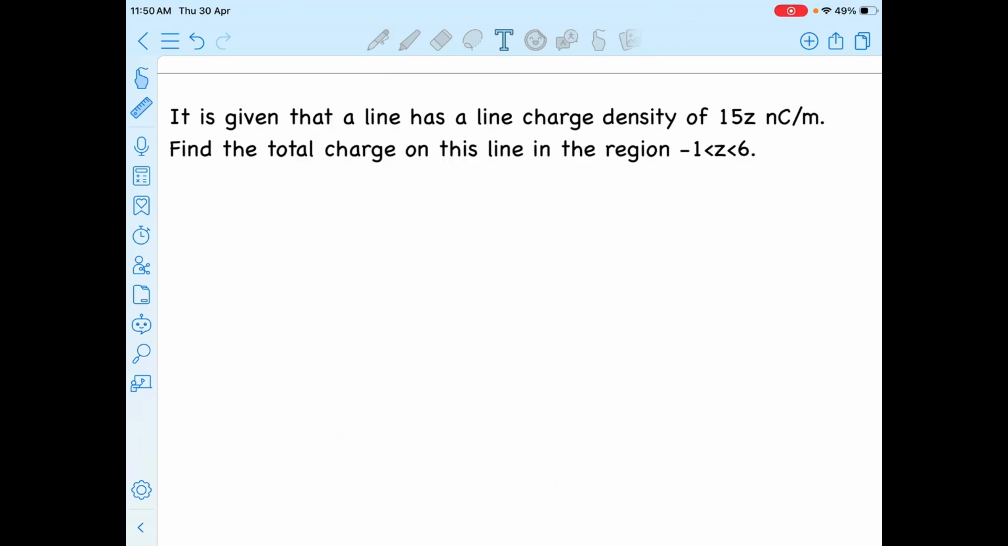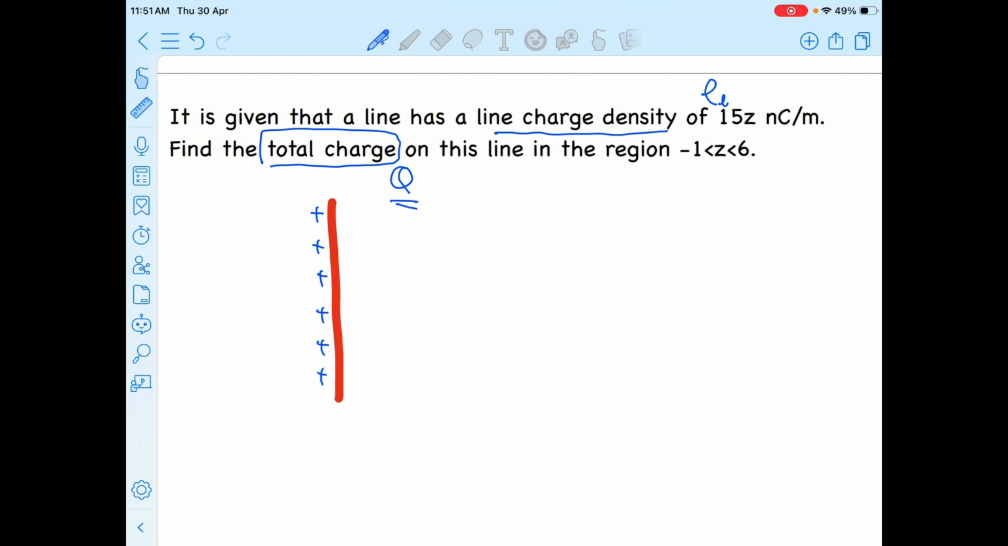In this question, you have been given a line charge. This line charge has a line charge density, rho L, which is 15z nanocoulomb per meter, and you have to find the total charge, Q. So you have the charge distribution on the line, and you have to find Q.